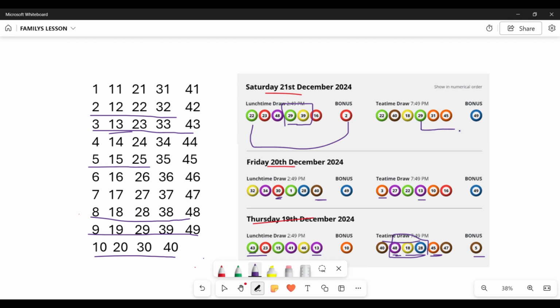I can see we have 29 and 49. This is a families of 9. And then, do you have anything else? No. So this is how families of numbers work.